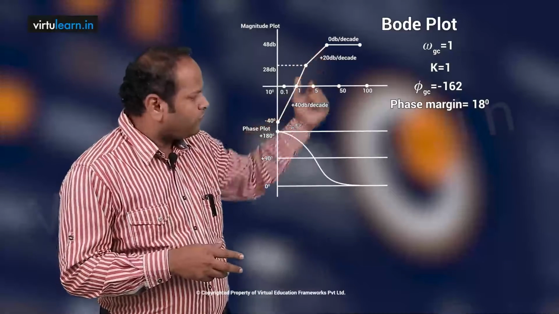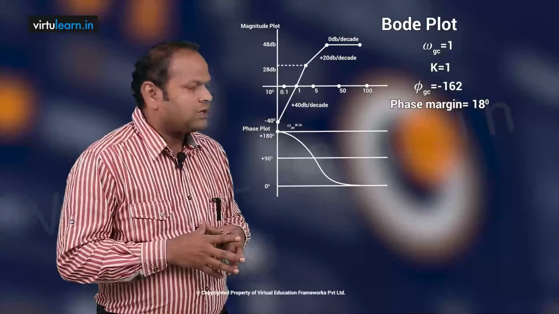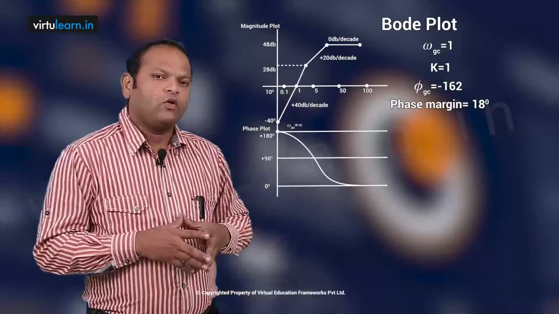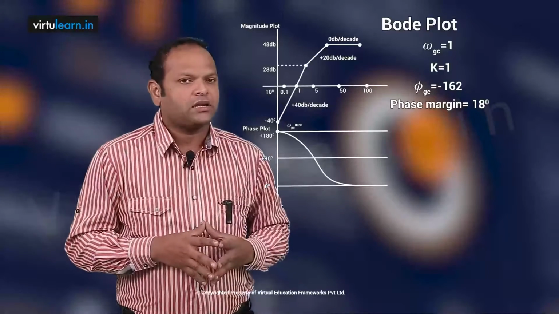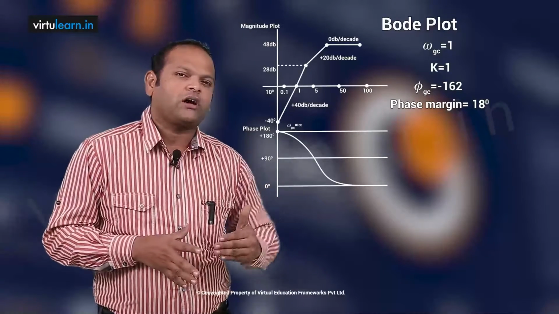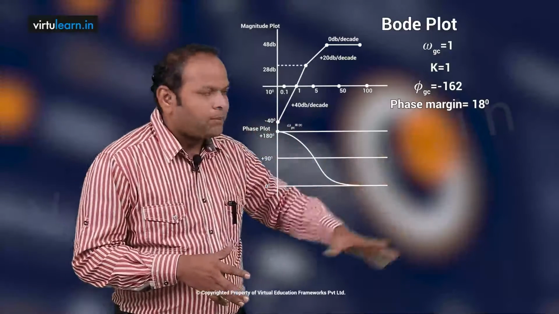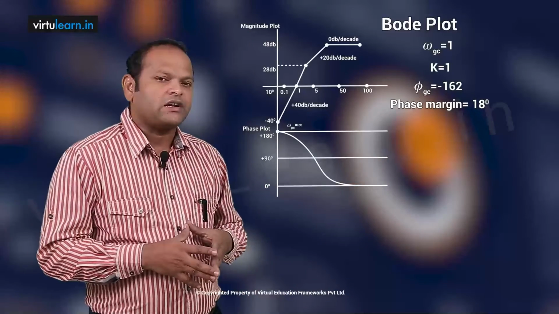So, from omega gc to phi gc to phase margin, I am getting plus 18 degrees. Similarly, what is omega pc? It is the frequency at which the phase plot crosses or intersects minus 180 degrees. But in this case, the entire plot is within plus 180 and 0.